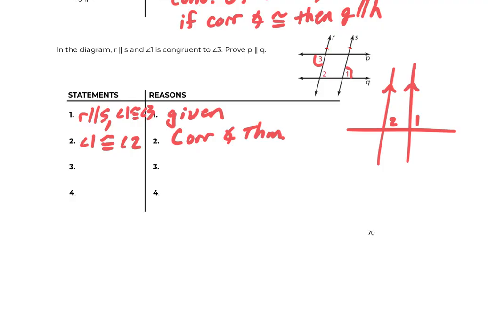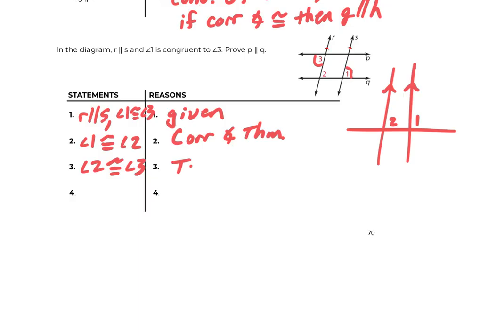Do we see anything that those statements have in common? What do you think, Adrian? I said 2 and 3. Yeah, they have 2 and 3, right? What are 2 and 3 both equal to? 1. Okay. So what can I say for step 3? Angle 2 is congruent to angle 3. How come? The transitive again, right?